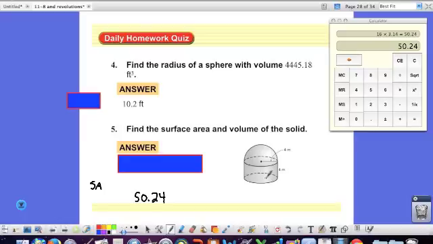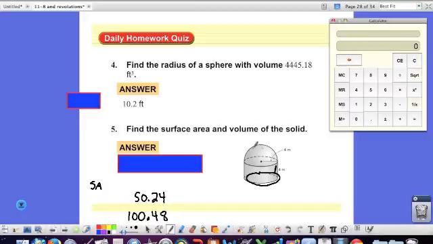Area pi r squared. Now we need to find the surface area of this rectangle, which is the circumference of the circle multiplied by the height. So to get the circumference of the circle, the diameter of 8 times 3.14, that gives me the circumference of the circle. I'm going to multiply that by the height of 4, and that's 100.48.